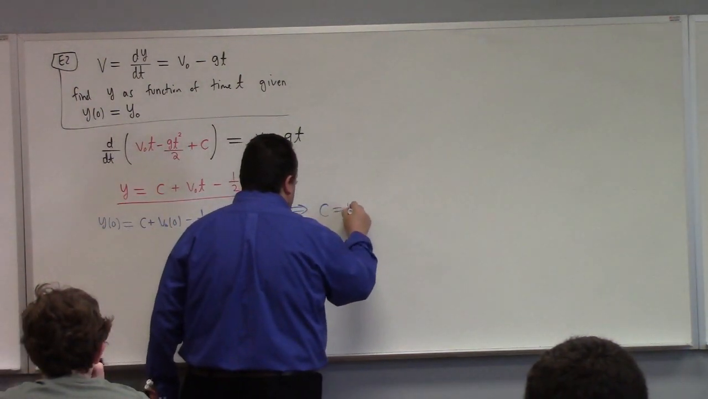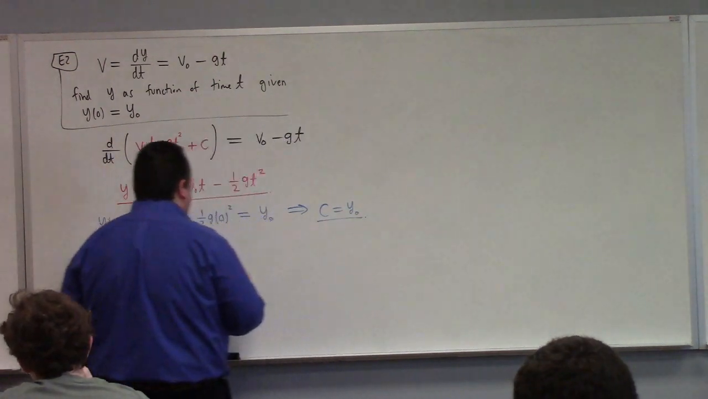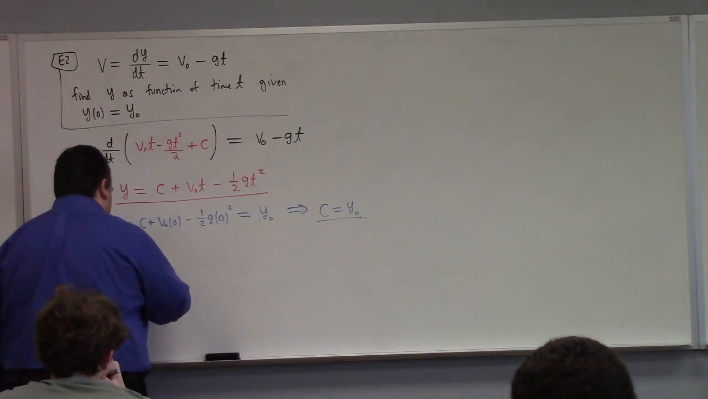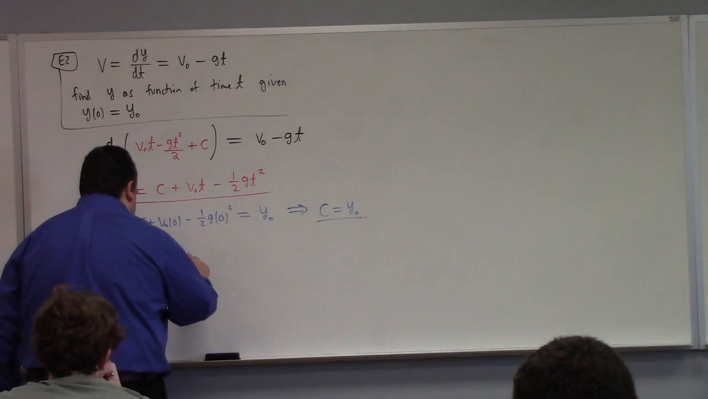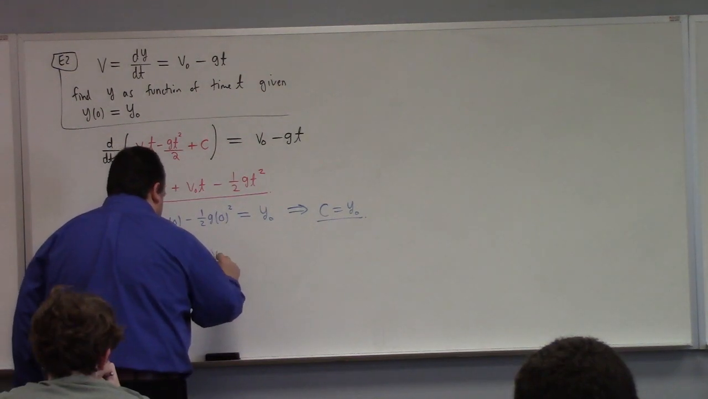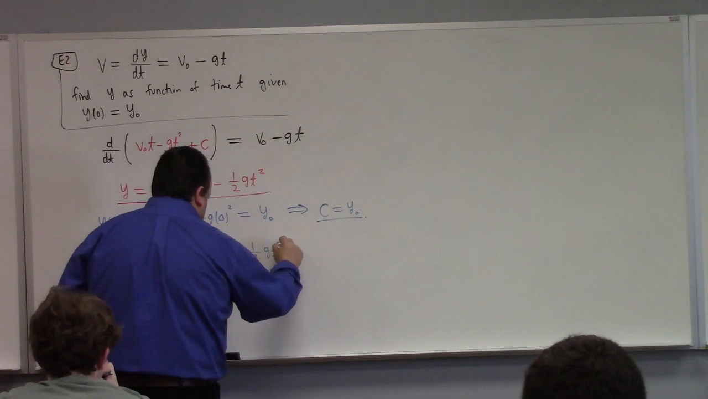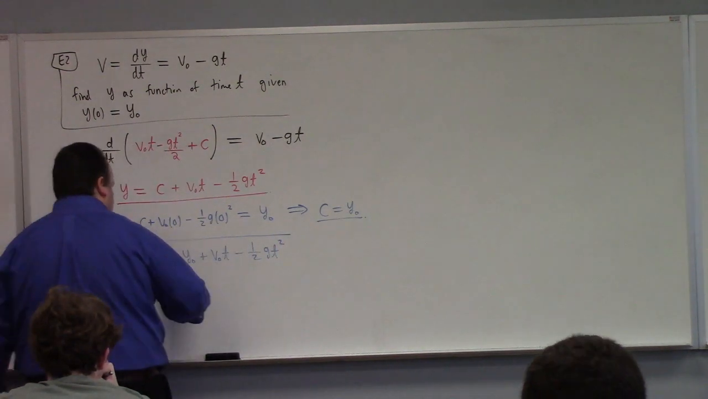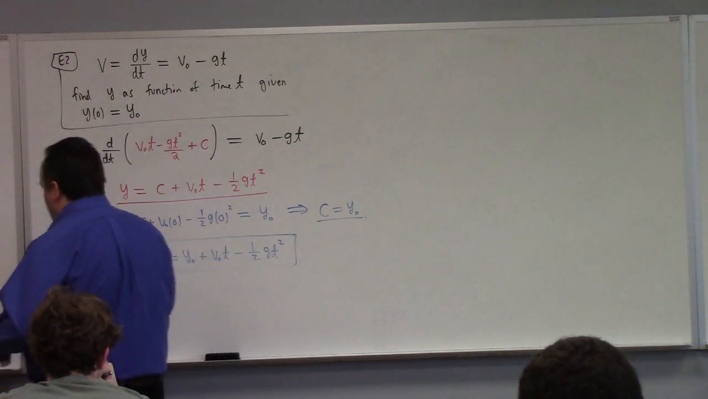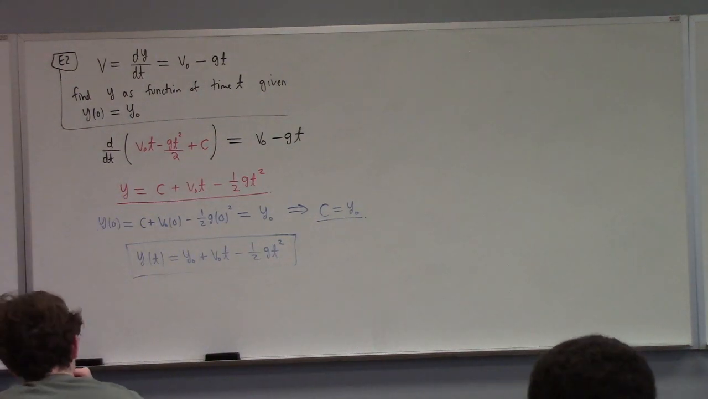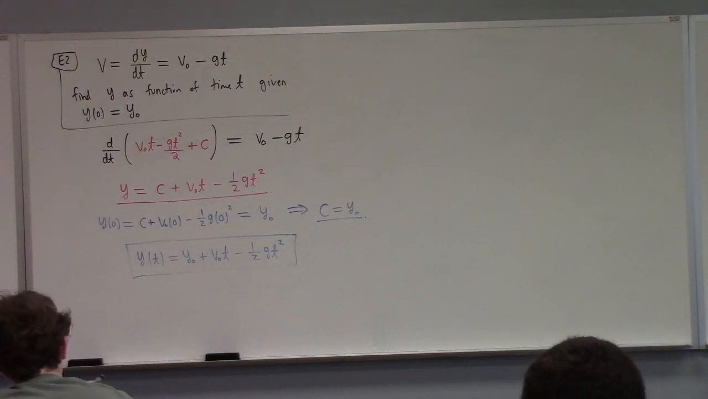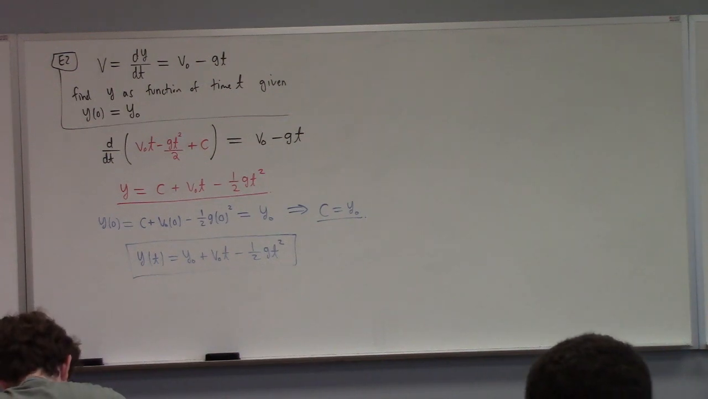So c is equal to y naught, and lo and behold, we have y of t is y sub naught plus v naught times t minus 1/2 gt squared. So this is like an important baseline formula to know for physics 231 here. I don't know, about 10-20% of the first test is about this.